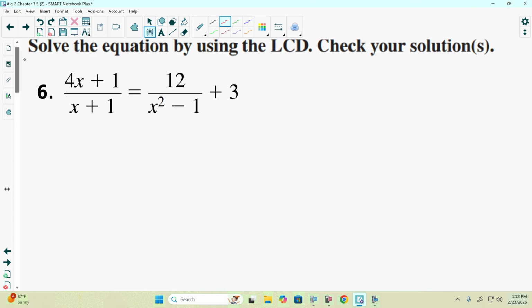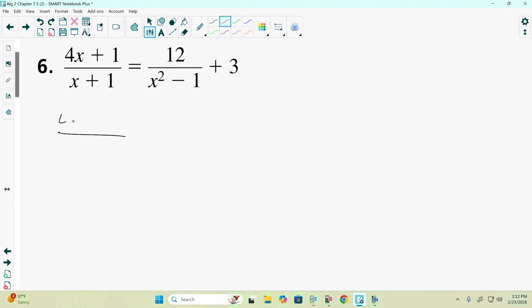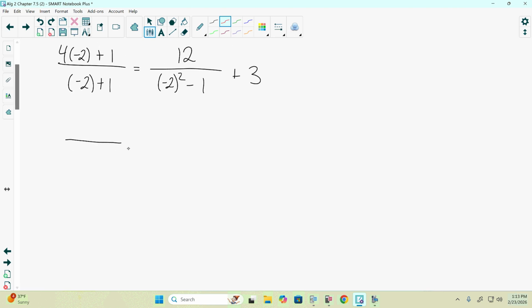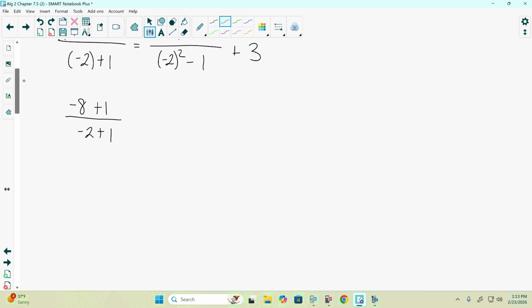Because if we tried this and plugged it back in, 4 times negative 2 plus 1 over negative 2 plus 1, and we want to see, is it the same as 12 over negative 2 squared minus 1 plus 3? We just have to work this out. On top, 4 times negative 2 would be negative 8 plus 1. On bottom, we have negative 2 plus 1. Negative 8 plus 1 is going to be negative 7. Negative 2 plus 1 is going to be negative 1. Negative 7 divided by negative 1 is going to be 7.